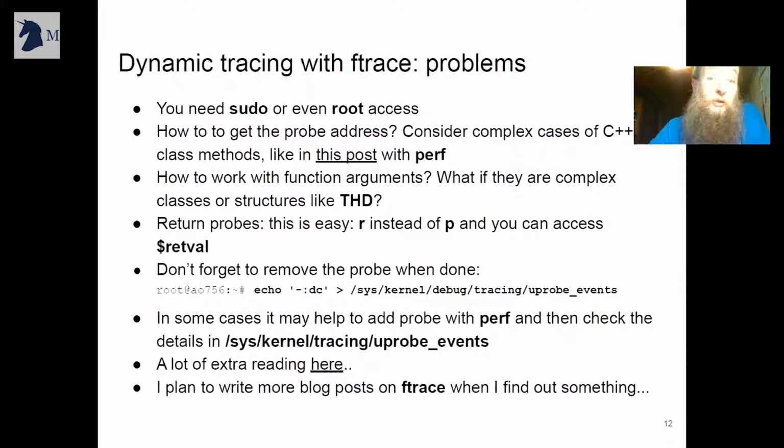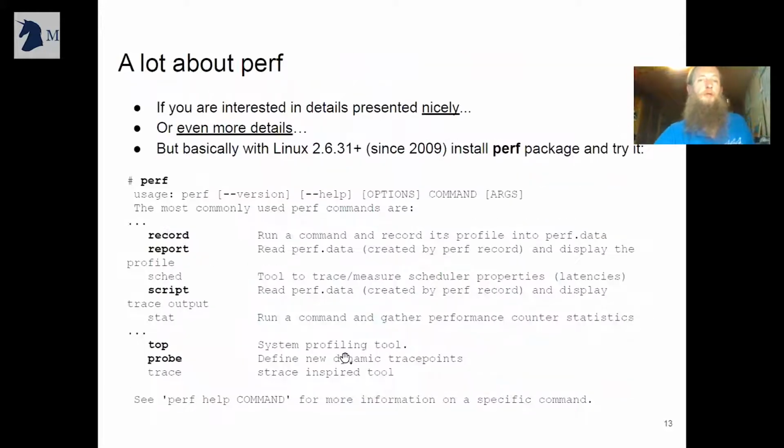And it's error-prone, surely. If you need to trace the return from the function, you just replace P with R in the probe. And when you are done with the probe, and there are many other probes, you can just remove it by passing minus and the probe name, and it will be removed. So that's it. A lot of extra reading. I would say that ftrace is not that easy to use directly.